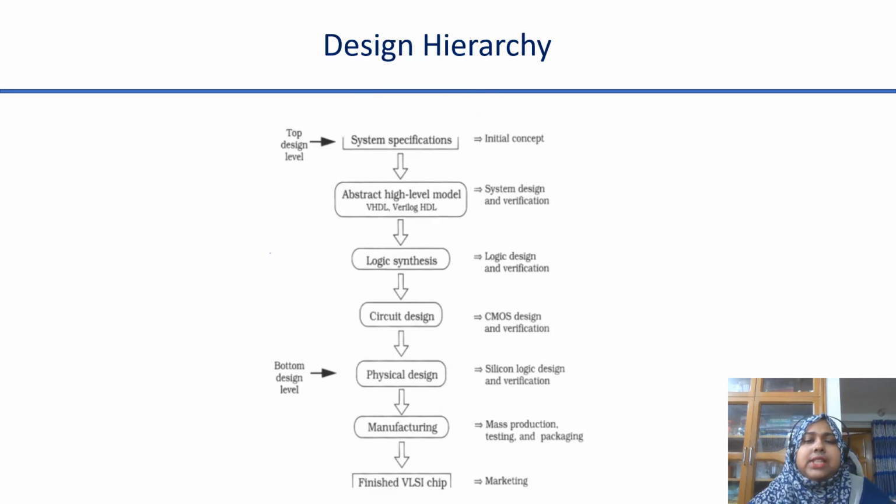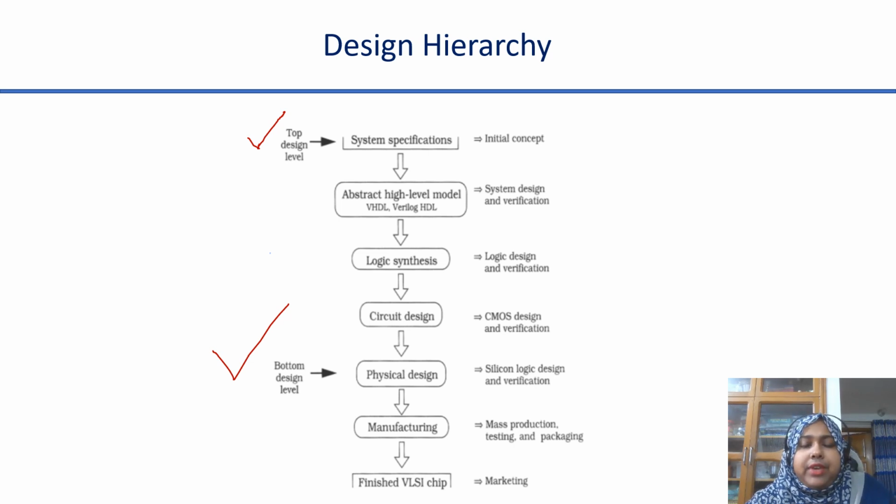Then moving to the next slide, you can see this is a design hierarchy. Now, what is hierarchy? Hierarchy means particularly the chain of command. It depends on organizational performance. In this part you can see two keywords at the top and bottom: the top design level and the bottom design level. What are they?